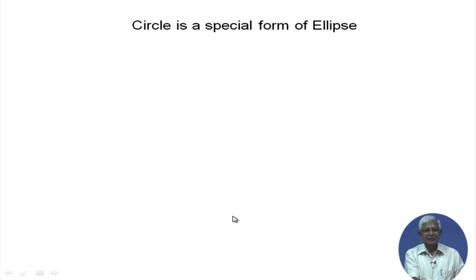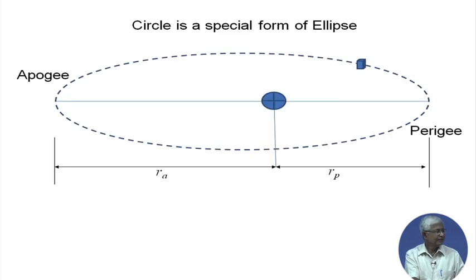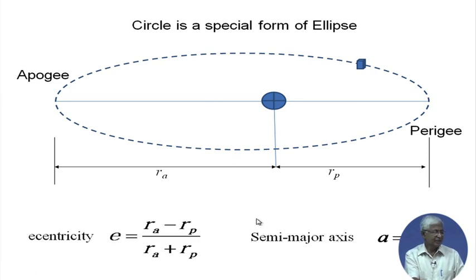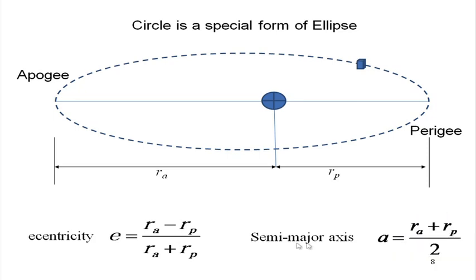Now, we know the circle is a special form of ellipse. So, therefore, let us look at ellipse. Ellipse, if you remember, from the focus to the perigee, we can call rp. Focus to the apogee, the distance is ra, and there is a semi major axis and eccentricity, which are expressed in terms of ra and rp like this. These are school days expressions.